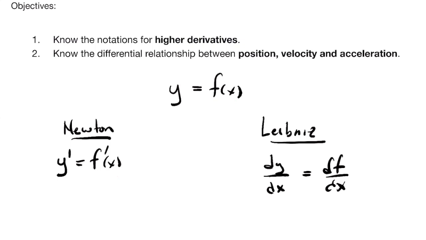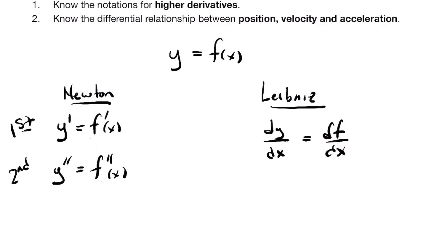Instead of just the derivative, we'll now call this the first derivative. The first derivative is the function y prime. Then if you take the derivative of the derivative, you get the second derivative. In the Newton notation, you guessed it, it's y prime prime, or f prime prime of x, the second derivative. We've differentiated the derivative.